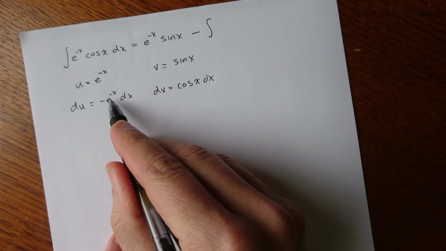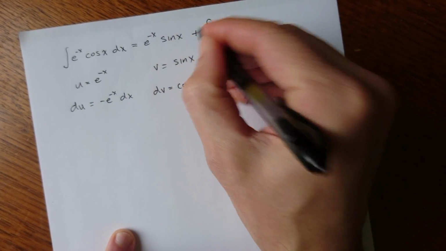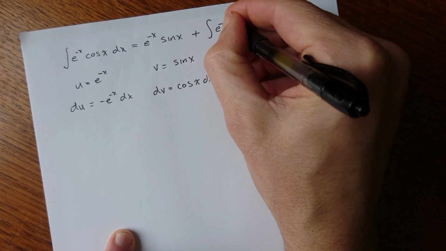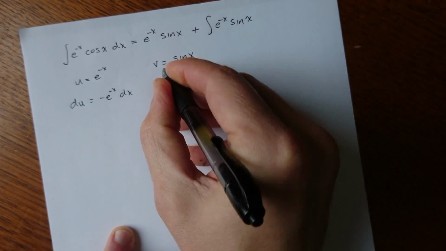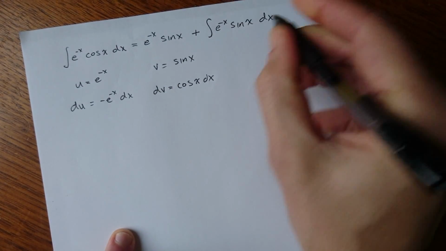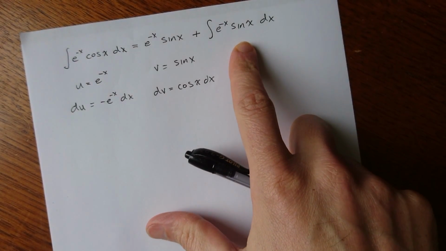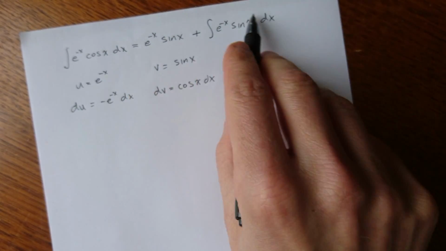So I'll have e to the negative x with a negative, so I'm just going to absorb that negative into the negative in the formula to make it positive. So I have an e to the negative x, there's a dx, and I get sine x from v. So I'm just putting the dx at the end. That's sort of the most pleasing way to write it, subjectively.